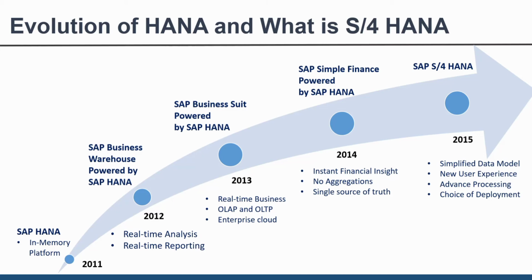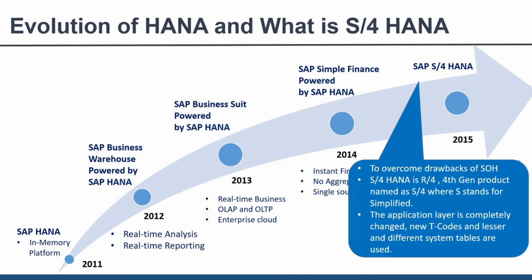That means the table structure in S4 HANA is completely different than ECC. It is a new user experience, so the front end is also changed with Fiori and UI5. Advanced processing, you have all the advanced features. It can also be used as a mobile application. And choice of deployments means you can have it on-premise, cloud, or as a hybrid model also.